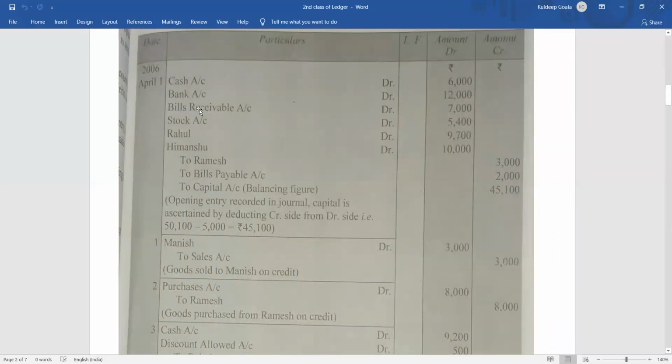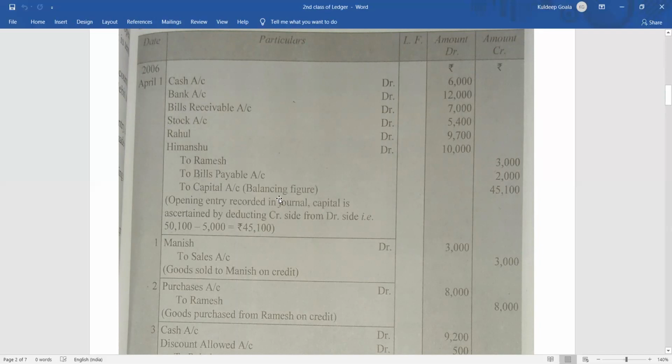Okay, so first is cash account debit. Remember that cash is debited on which side? Debit side, right? So cash will go in the debit side of the cash account, and how much will we write? 6,000 as amount, related to capital. Remember that, it is related to capital.